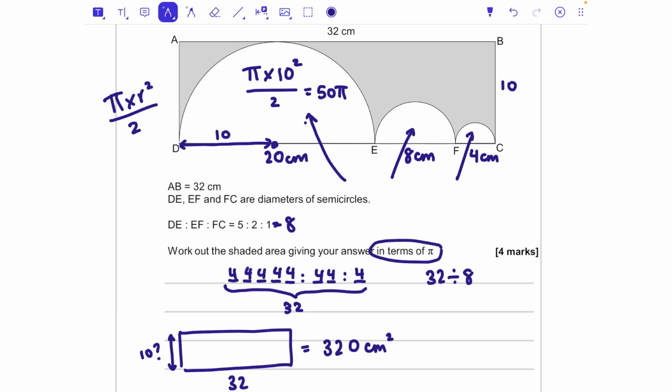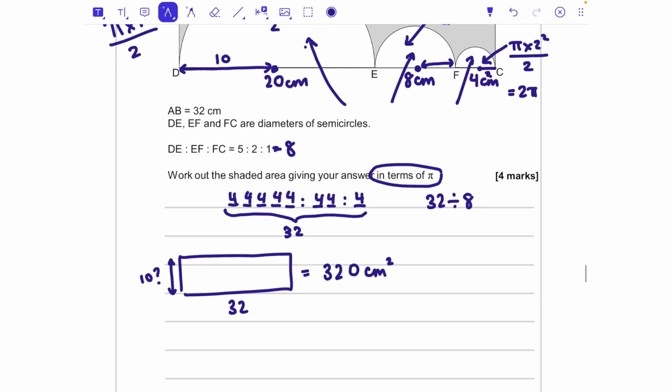For the next one here, we're going to do pi times 4 squared divided by 2. 4 because it's got to be the radius, so that's from the middle to the edge of that circle. We know it's 8 all the way across. So pi times 16 divided by 2 is 8 pi. And then for the last little semicircle here, again, from the middle to the edge is only going to be 2. So pi times 2 squared divided by 2, again, because it's a semicircle, and that is 2 pi.